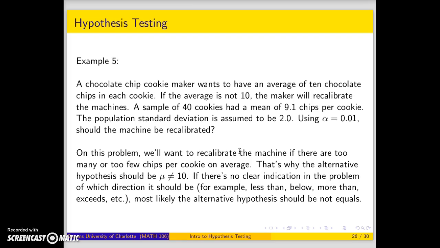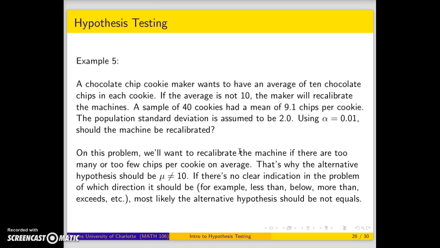The chocolate chip cookie maker wants to have, on average, 10 chocolate chips in each cookie. If the average differs from 10, the maker will recalibrate the machine. A sample of 40 cookies has a mean of 9.1 chips per cookie, and we're assuming a population standard deviation of 2.0. Using alpha equals 0.01, should the machine be recalibrated?